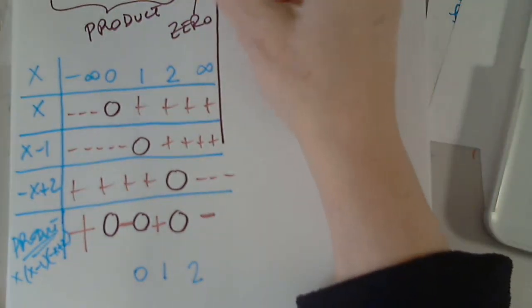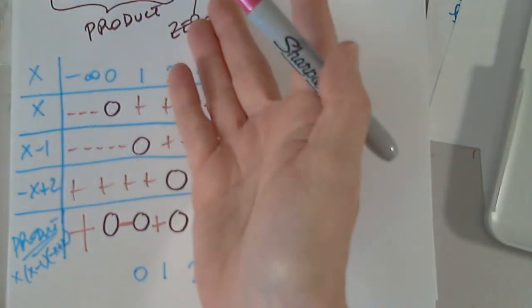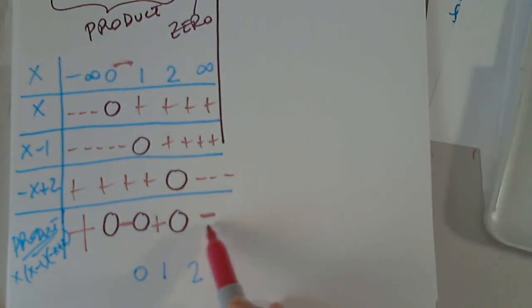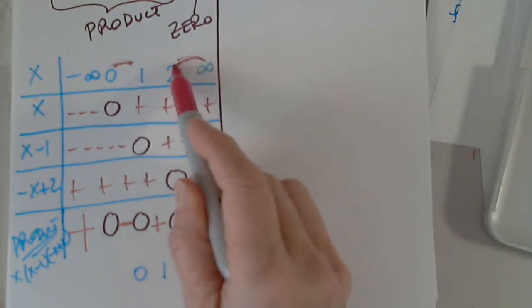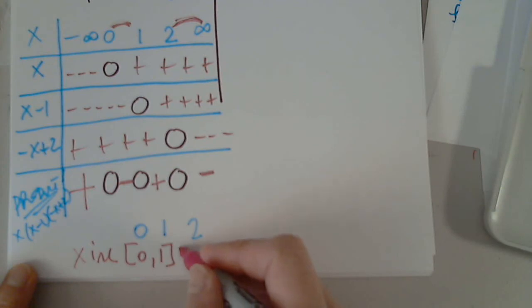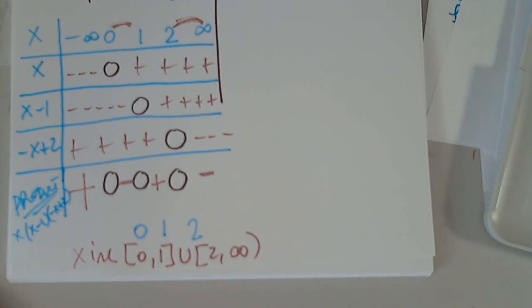Only now I'm asking myself, what am I looking for? Something that creates the product to be negative, less than or equal to 0. Between 0 and 1, and negative again between 2 and infinity. And it's done. So I would say x in the interval, because of the equal symbol, I will put a bracket at 0, a bracket at 1, and union a bracket at 2, infinity without a bracket, of course. This is how we solve a polynomial inequality.